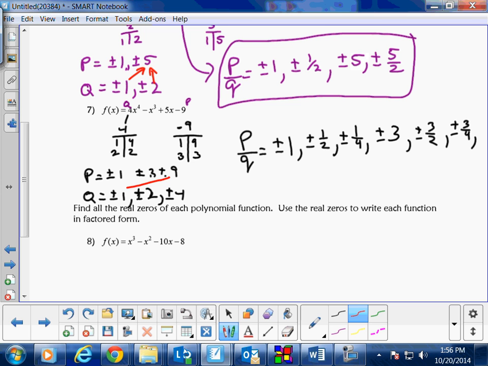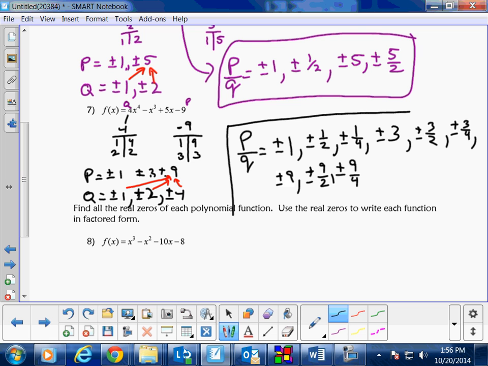Last one was this one, and where we're going ahead and doing now a 3 with the 9. So we're going to do this, this, and this. So I have plus or minus 9, plus or minus 9 halves, and plus or minus 9/4. So I got all. So now this is the list of all my potentials in the correct order.